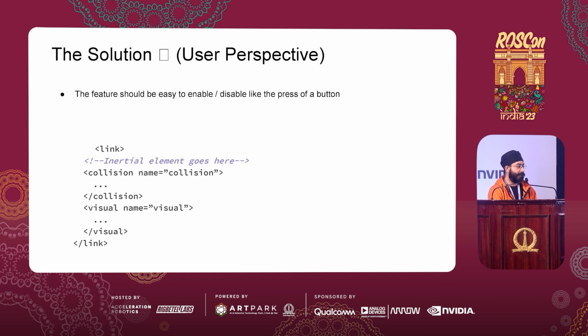So first, we wanted this feature to be easily enabled or disabled by the user, just like the press of a button. For that, we introduced an auto attribute for the inertial tag, which you can just set to true or false to enable or disable the automatic calculation for the link.